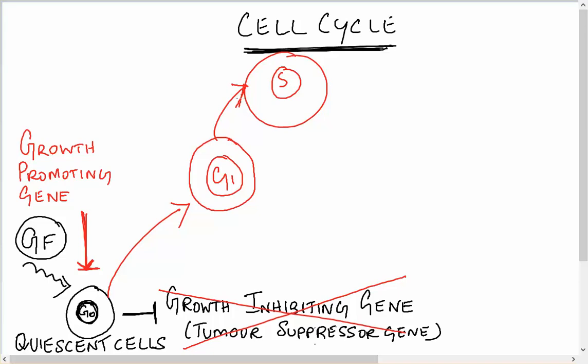This is called checkpoint 1. This is a very important checkpoint, because here there are some genes that check the DNA to see whether it is synthesized correctly or wrongly. These genes we generally call growth regulating genes.